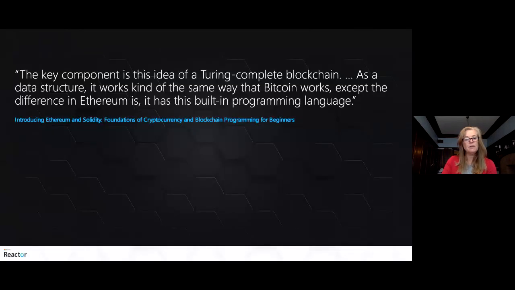So, the key component to this idea, and if you're a computer scientist, engineer, mathematician, you've probably heard of the term Turing complete. Essentially, a Turing complete blockchain is something that can be executed using a normal programming language. So it's basically a set of instructions that can be executed to do something. That's really the concept, that's really what you need to understand. So don't get too lost in that piece of it.